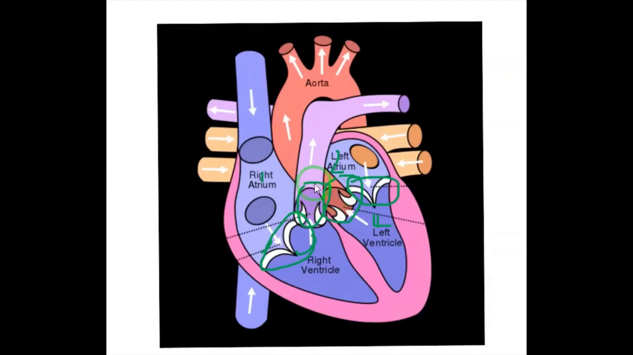Understand children? So three types of valves are present. The first one is the tricuspid valve. The second one, the bicuspid or mitral valve. The third one, the semilunar valve. Two semilunar valves are present. One is the aortic valve and another one is the pulmonary valve.